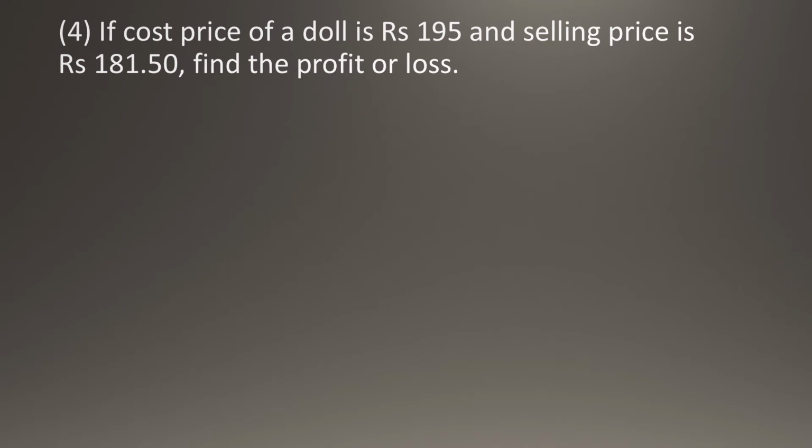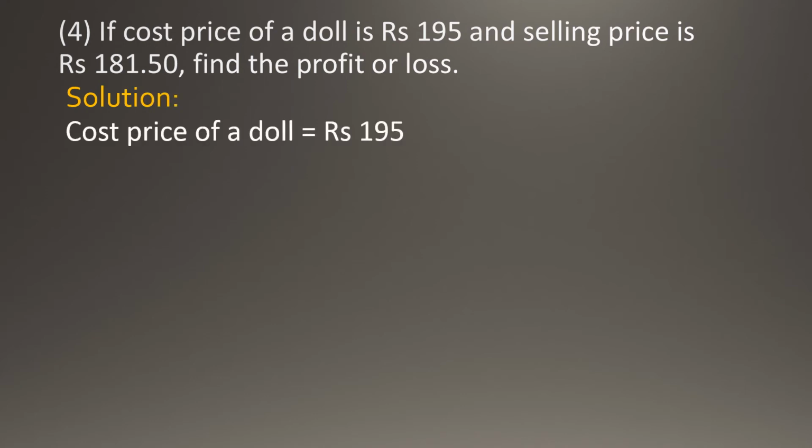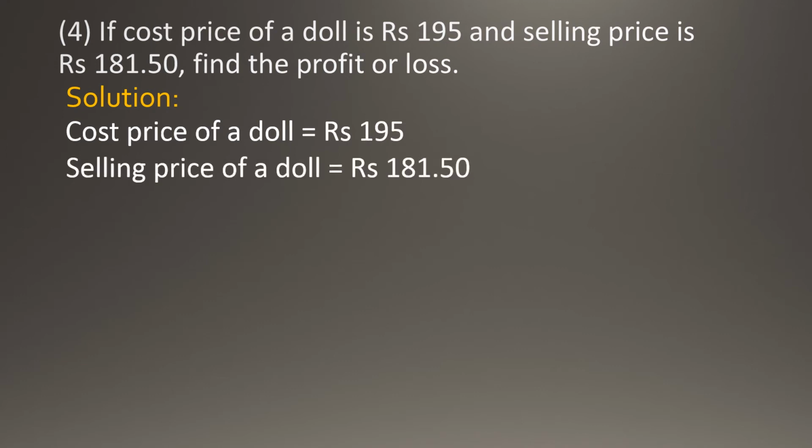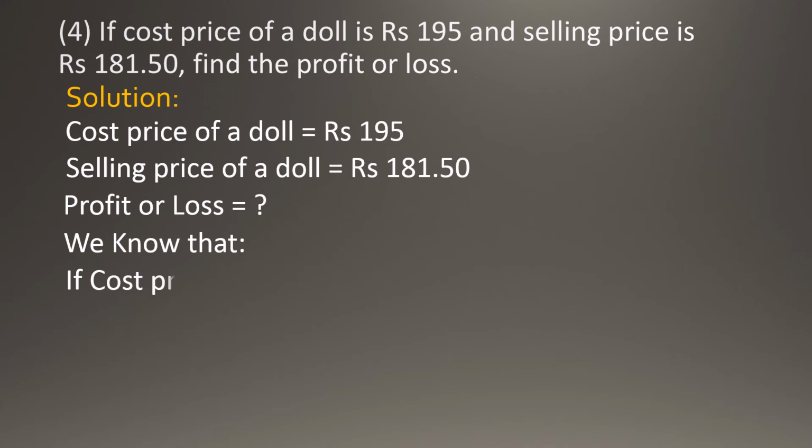Question number 4. If cost price of a doll is rupees 195 and the selling price is rupees 181.50, find the profit or loss. See, in this question, cost price of a doll is equal to rupees 195 and selling price of a doll is equal to rupees 181.50. And profit or loss we have to find out. Now tell me, which one is greater, cost price or selling price? Yes, cost price. And we know that if cost price is greater than selling price, we have a loss.